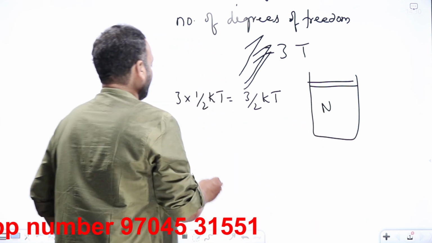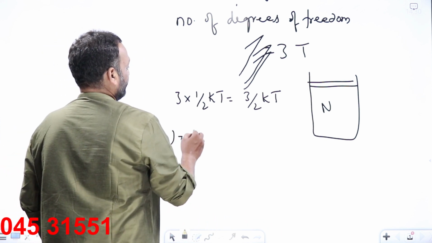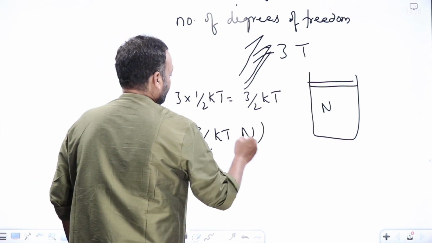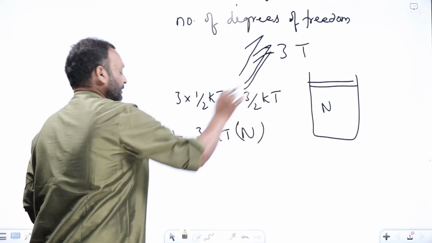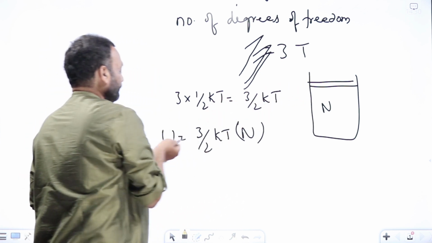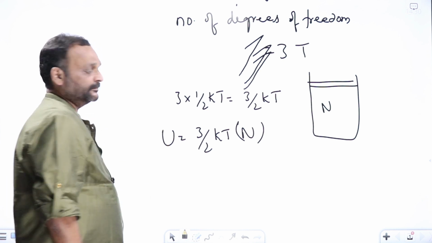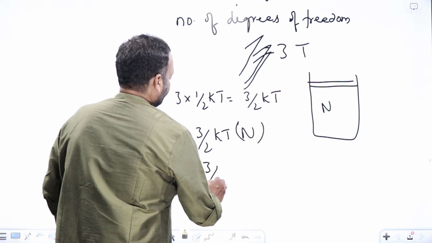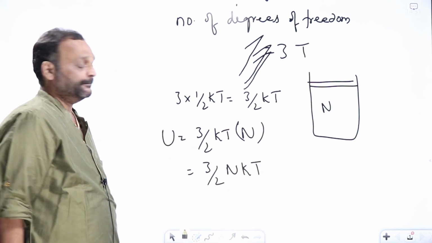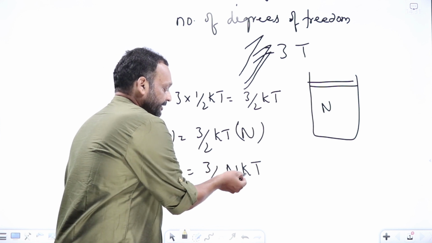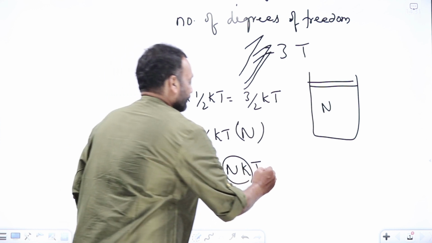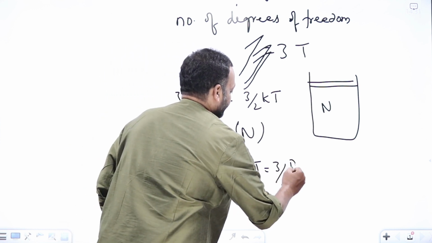So what is the internal energy of the gas? Every molecule has 3/2 kT energy. There are N number of molecules, so the total energy of all the N molecules, the total kinetic energy of all molecules in 1 mole, is nothing but internal energy. So it is nothing but 3/2 NkT. N is Avogadro number, a constant. k is Boltzmann's constant. This is also a constant. N into k will also be a constant. I'll write this as 3/2 RT.